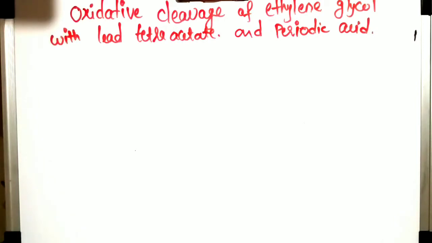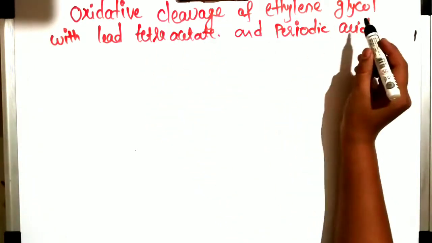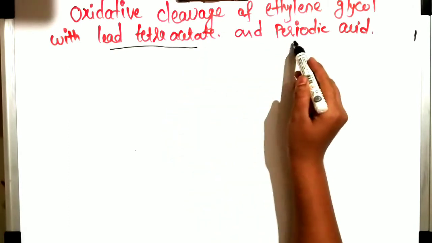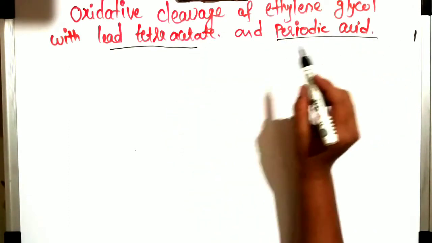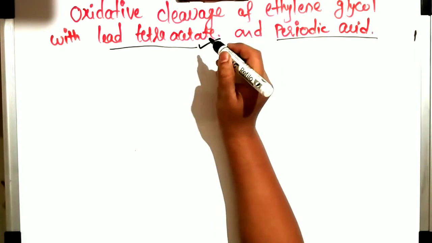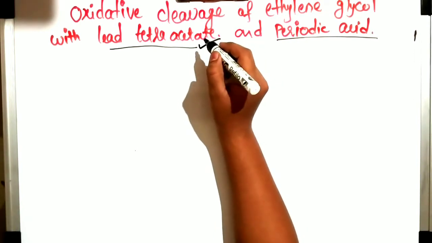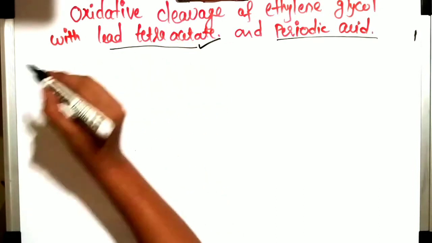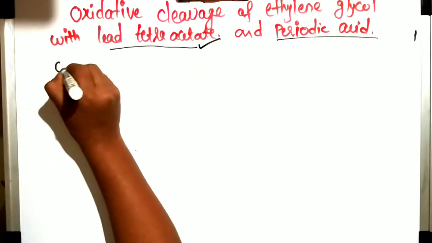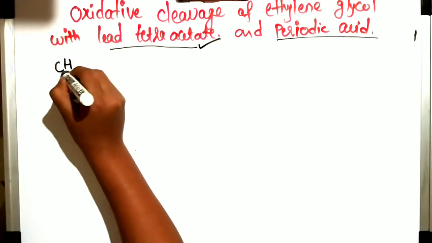Hello dear students. In this video, we will discuss the oxidative cleavage of ethylene glycol with lead tetraacetate and periodic acid. First, we will discuss lead tetraacetate. So we'll see first the simple general reaction with ethylene. How can you write ethylene?